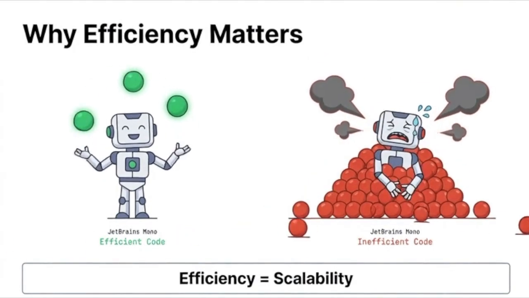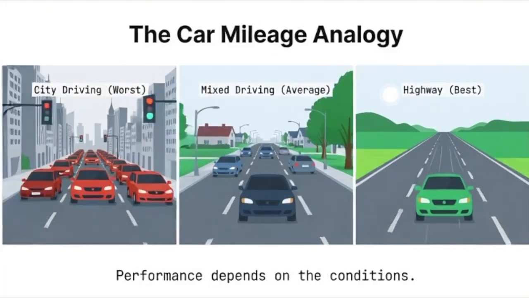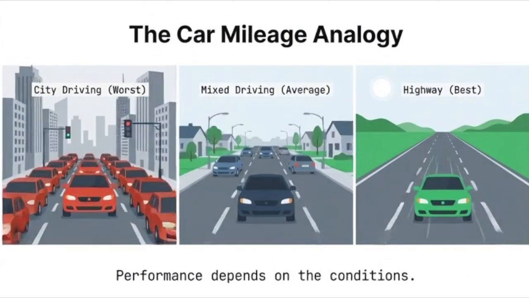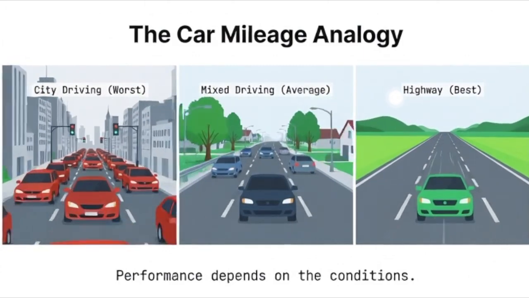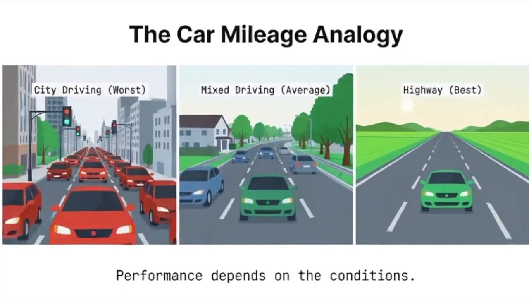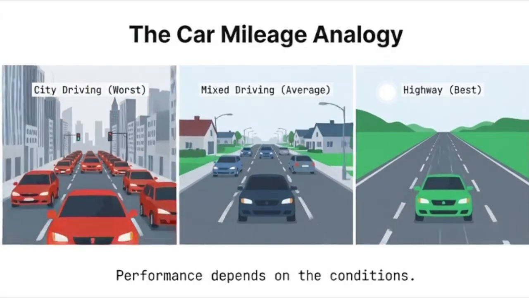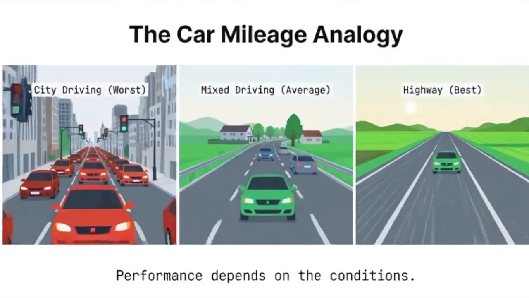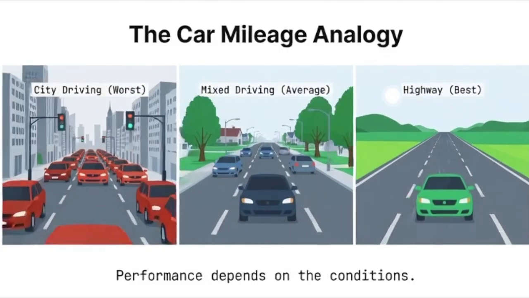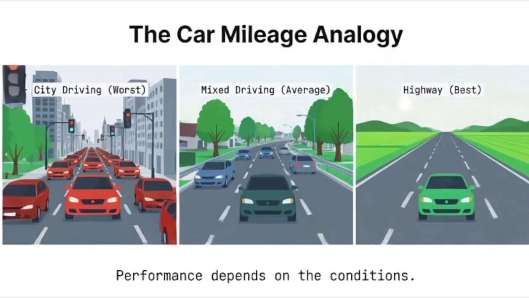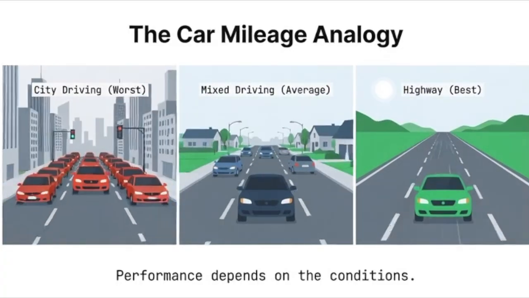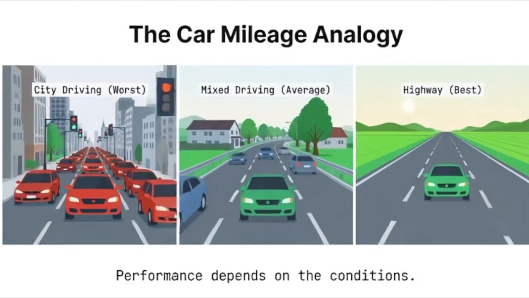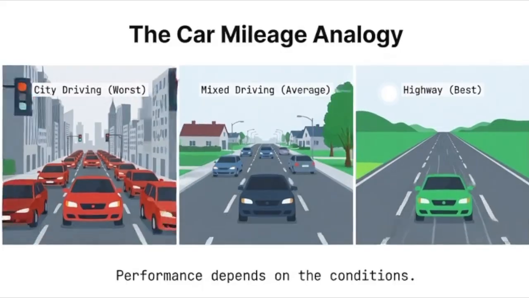Think of your algorithm like a car's gas mileage. Its performance depends on the conditions. First one is the highway driving, which is the best case. You are cruising, no traffic. This is the minimum work required. In algorithms, we call this the best case. Second is the mixed driving, or you can say average case. Some traffic, some open road. This is the typical scenario you usually face. Third is the city driving, or the worst case. Stop and go traffic. Red lights everywhere. This requires the maximum amount of work and fuel. This is the worst case.